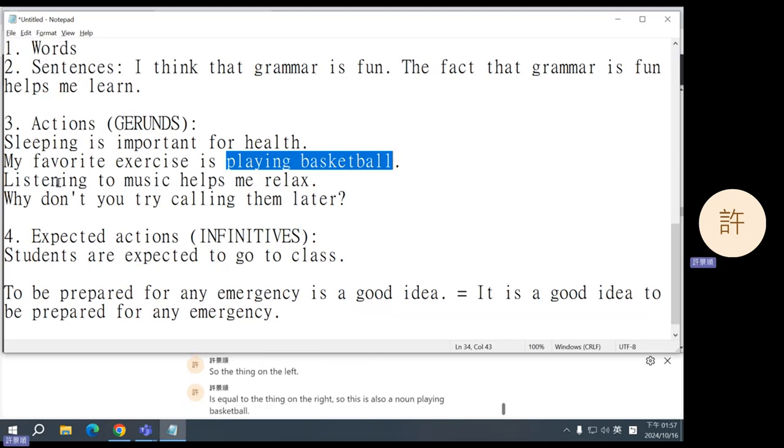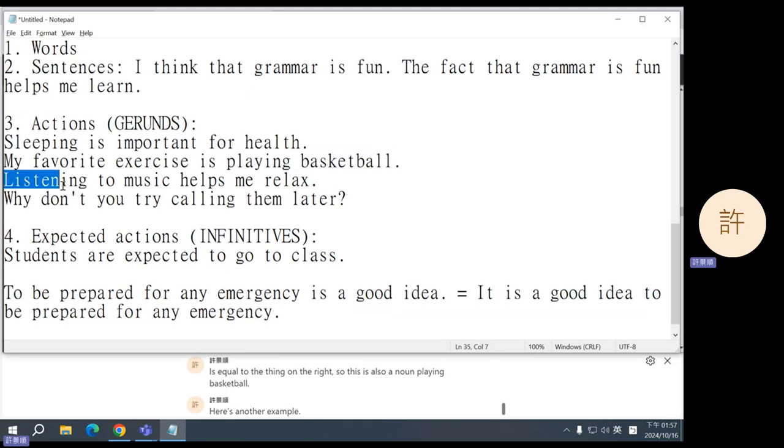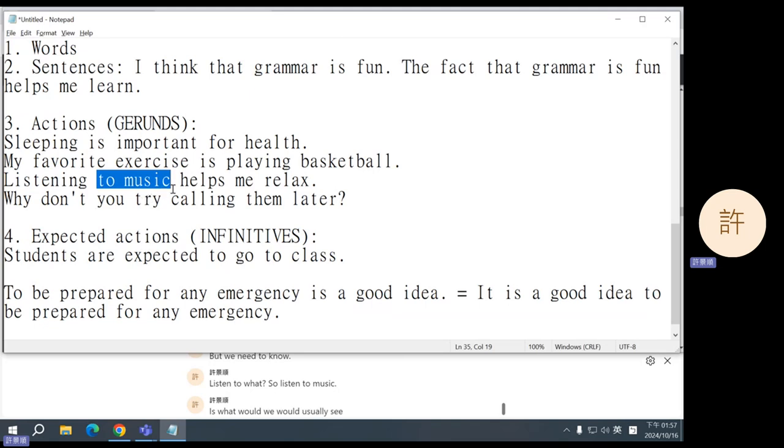Here's another example. Listen is a verb, but we need to know listen to what. So listen to music is what we would usually see. In this case, this is the subject of the sentence. So we turn listen into a gerund by adding ing, listening to music. The action of listening to music is the subject. The verb is helps, and the object is me, and then we have the rest of the sentence.